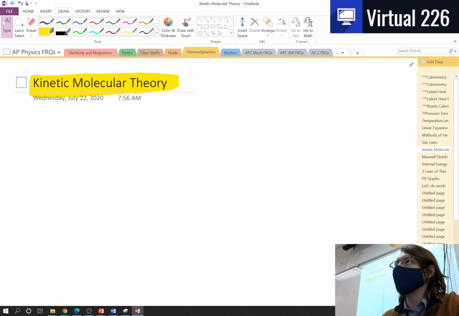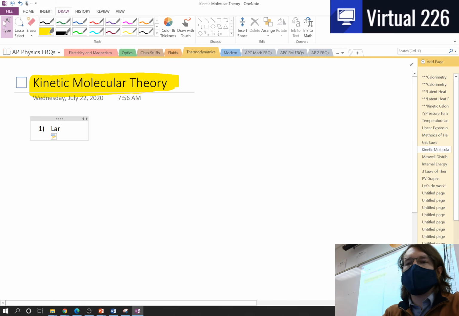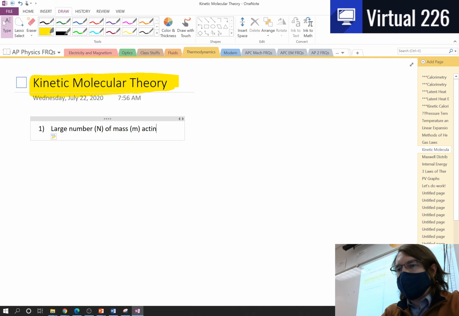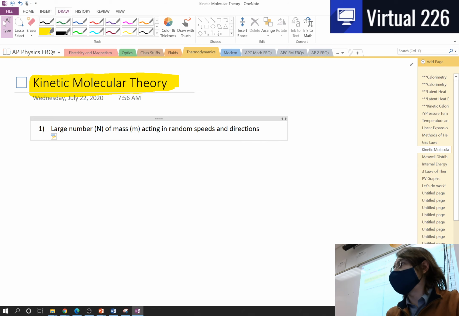These are 4 initial assumptions, and as long as they hold true, we can go ahead and use the KMT, the kinetic molecular theory of gas. Our first assumption is that we have a large number, n, of particles of mass, m, moving at random speeds and directions. So I guess we could have just said random velocities. That's the first thing that needs to hold true.